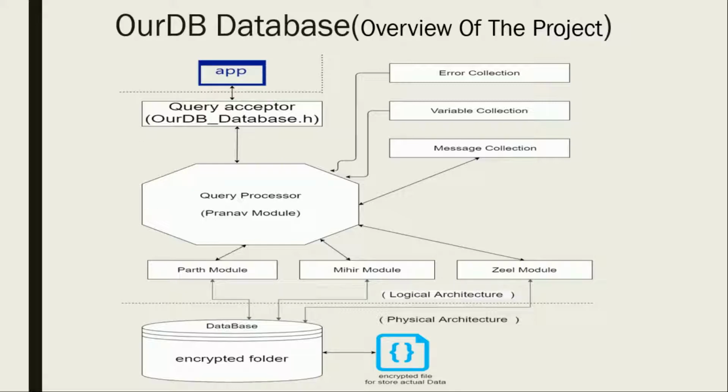Now, what is the actual work of the query acceptor? Whenever a query string is entered by the user into our DB database.h, it goes into the run query command. Then the query goes to database.h. Our DB database.h accepts the query command and trims the query string. Execution goes to the query process for further processing. The query acceptor accepts the query and then trims it by the space.